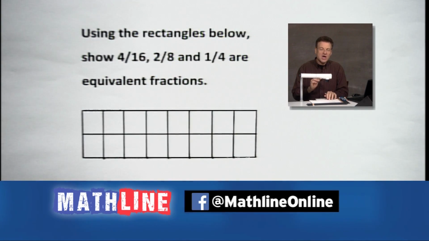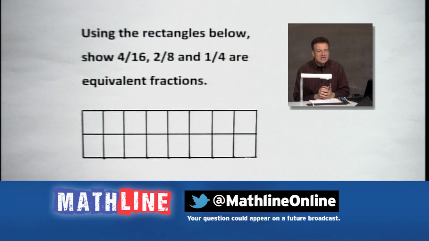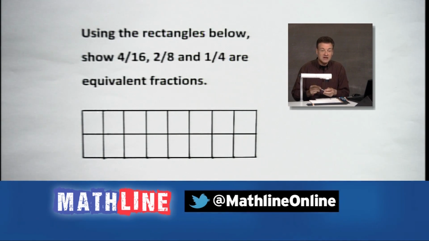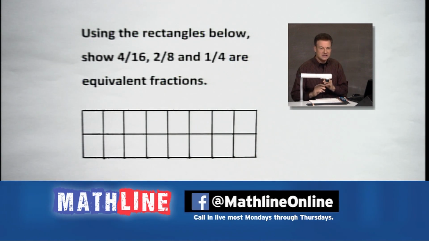But what you want to notice is that we're looking at a specific portion or proportion. What is 4 out of 16, 2 out of 8, and 1 of 4? We're hoping to show you and to prove with these rectangles that they all represent the same quantity, all right? So let's play this thing out. Let's see what's going on.